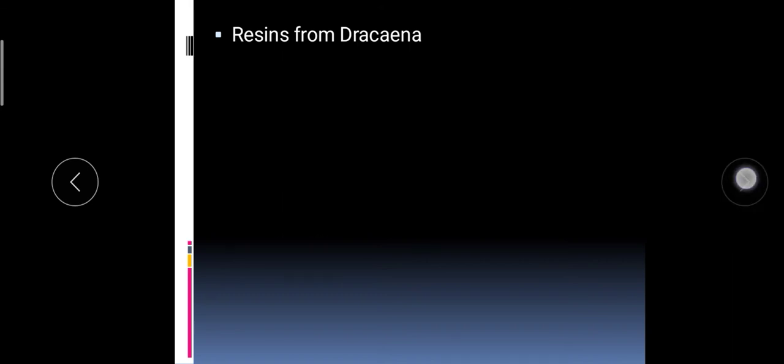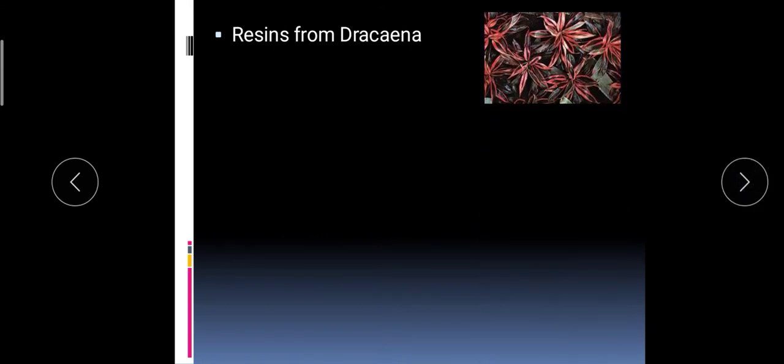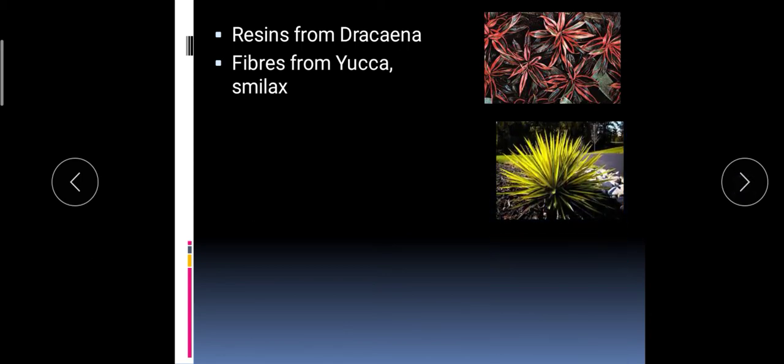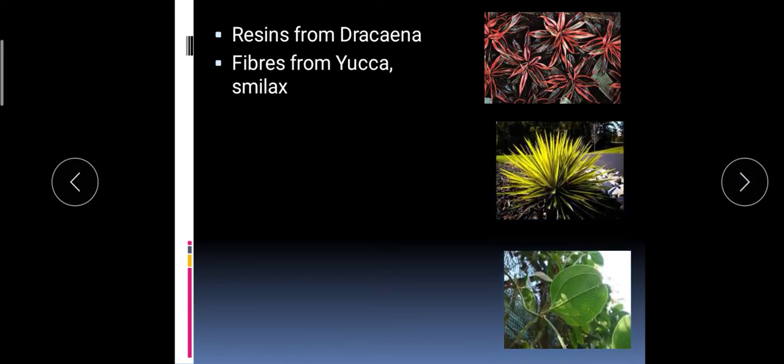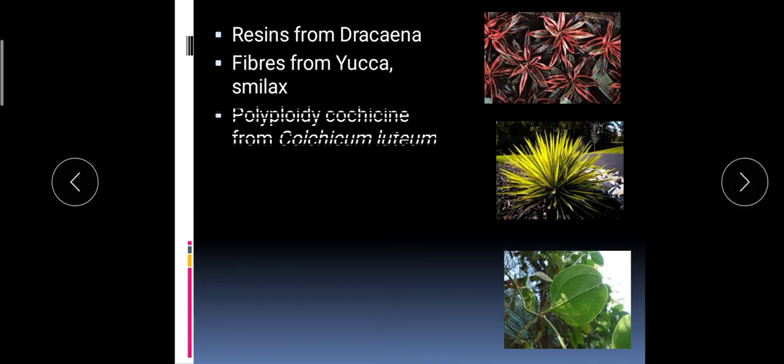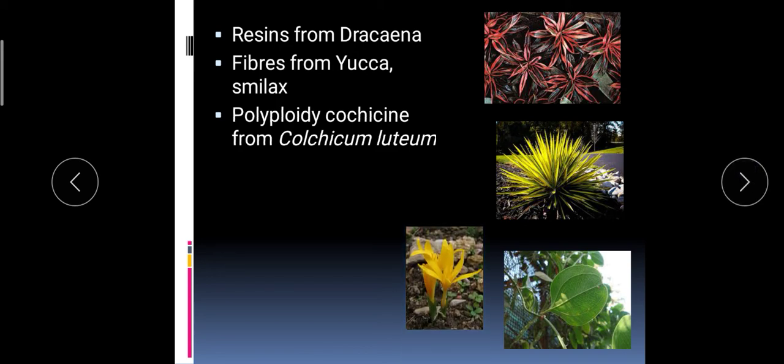Then resins are available from the plant Dracaena. Dracaena is available in different colors, colored leaves in our garden. Fibers are available from yucca and smilax. This is a yucca plant and this is a smilax plant. Their fibers are useful. Another very important application is the use of the chemical colchicine. Colchicine is a chemical available from Colchicum luteum. This is used for inducing polyploidy.